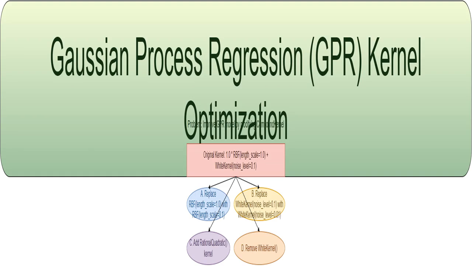I'm tackling a problem involving Gaussian process regression, a powerful machine learning technique used for regression tasks. The core of GPR lies in its kernel, which dictates how the model learns relationships in the data. I'll be focusing on optimizing the kernel to improve model performance. GPR uses kernels to model the relationships between data points, and this optimization will be crucial.